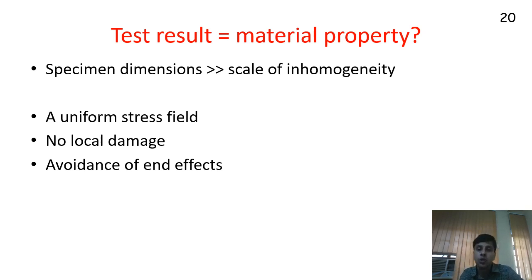Another problem is that you should avoid end effects. Your sample should not fail at the end. At the end, obviously there are going to be stress concentrations or defects due to your manufacturing process. So in the field of composites, this is a very important criterion. How do you find out that in the gauge length, in this area where all the measurements are taking place, there is a uniform stress field?